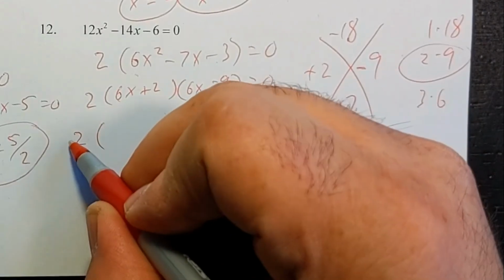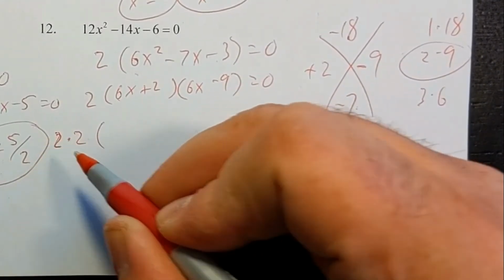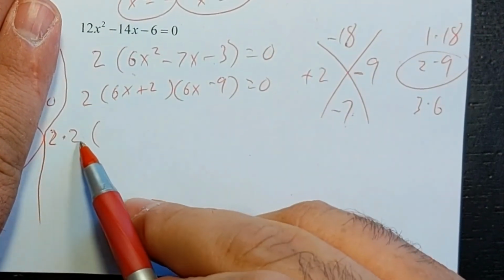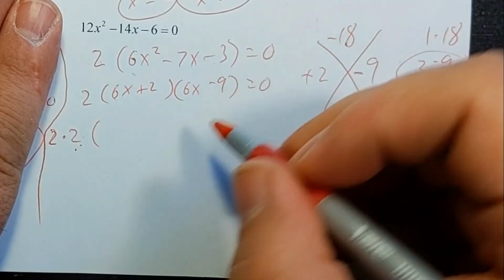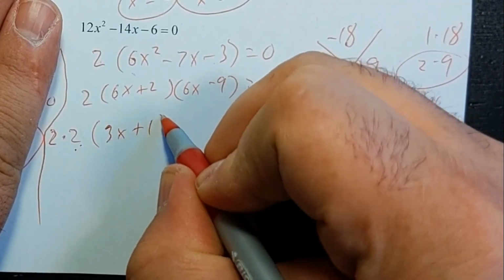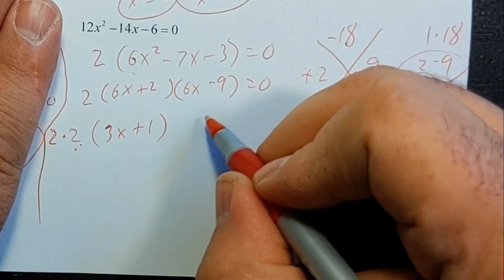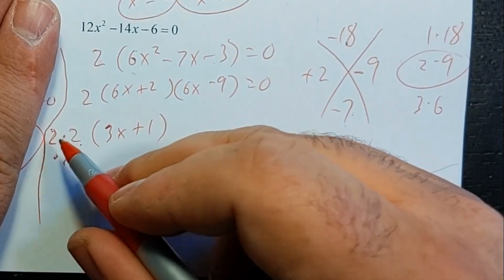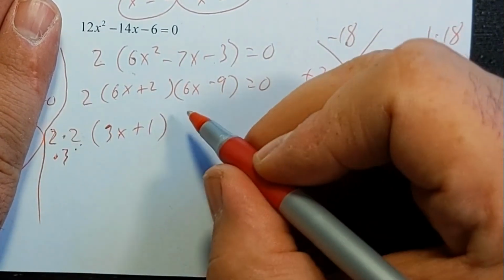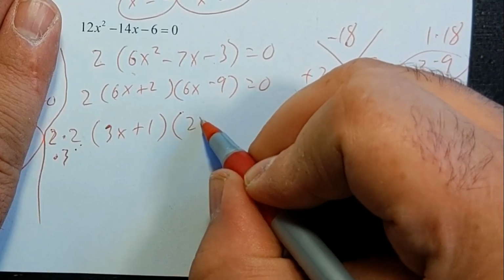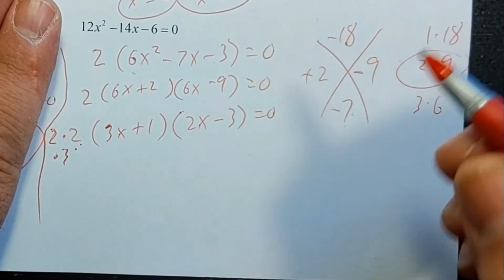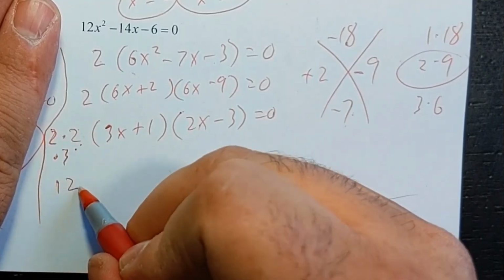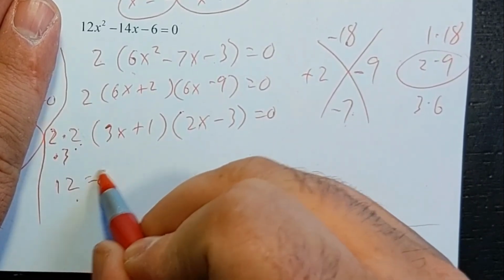6x and 2 can both be divided by 2, so I'm going to put that over here in the front, over here with the 2 that was already outside. And that leaves me 3x plus 1. And then 6x minus 9, I can get a 3 out of those. So I'm going to multiply it over here. It's getting kind of crowded, sorry. And if I divide by 3, that's going to give me 2x minus 3. And then now I'm going to multiply these all together. So 2 times 2 is 4, 4 times 3 is 12. But 12 equal to 0 doesn't work.